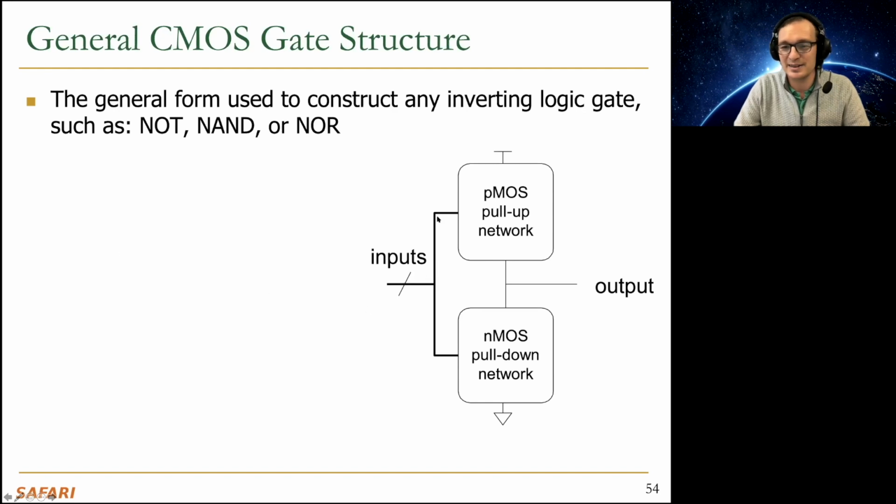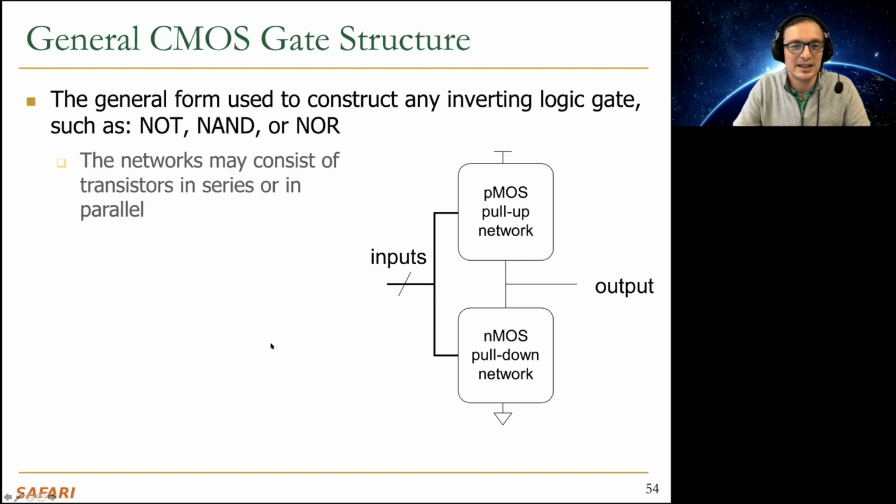So basically, you connect the inputs to a pull-up network as well as a pull-down network, and the output is connected to both the pull-up and pull-down network. The pull-up network is connected to high voltage, so it can pull up the output to high voltage. And the pull-down network is connected to 0 or ground, such that it can pull down the output voltage over here. And these are complementary structures. Basically, this function over here implements the complement of this function, let's say. So basically, the networks may consist of transistors in series or in parallel.